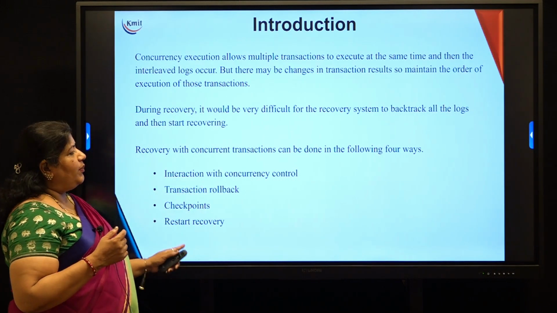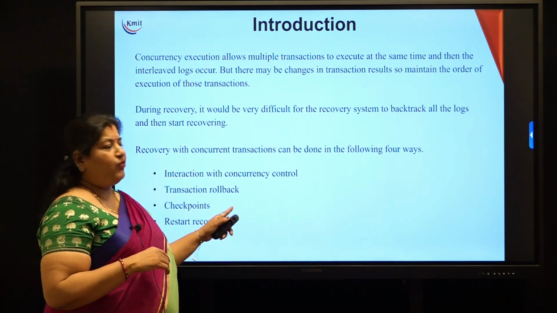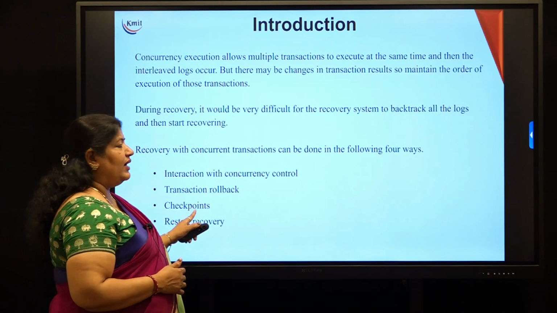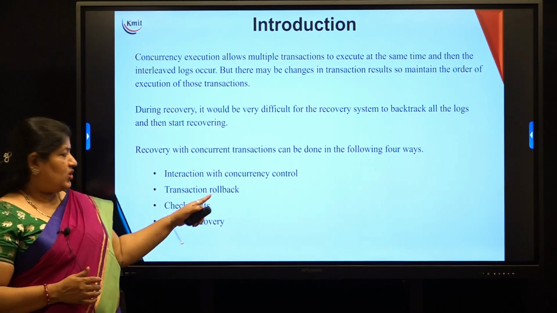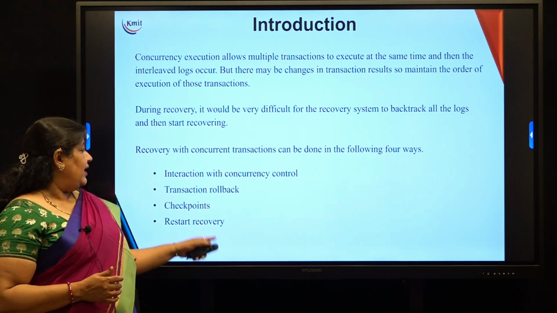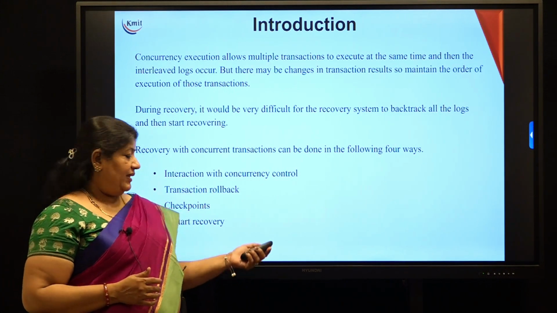So when we talk about the methods, there are the following 4 ways in which it can be done. One is interaction with the concurrency control. Then we have transaction rollbacks. Checkpoints play a very important role. Then we have restart recovery.